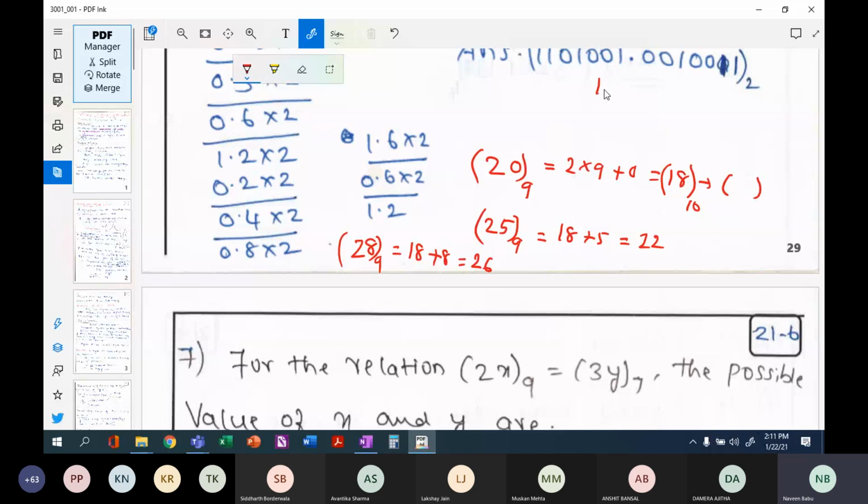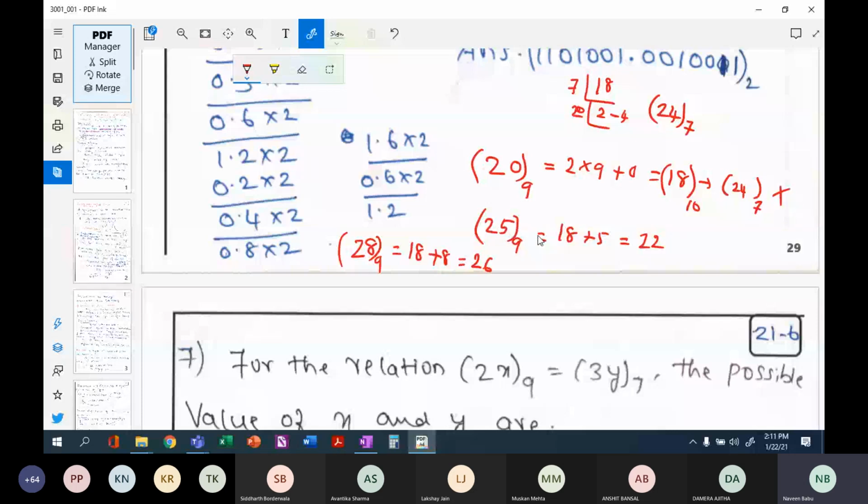So how do you do that? Keep on dividing it by 7. So 7 2s are 14, the remainder is 4. So it is 2 and 4, 2 4 to the base 7. So this number will not work.